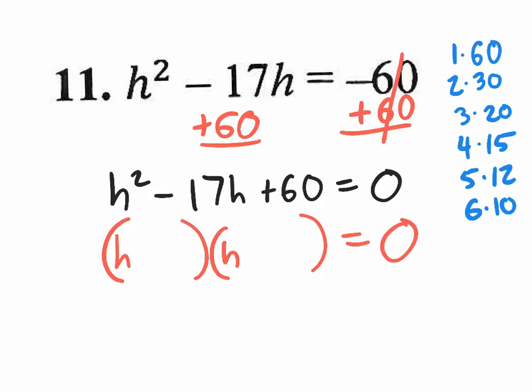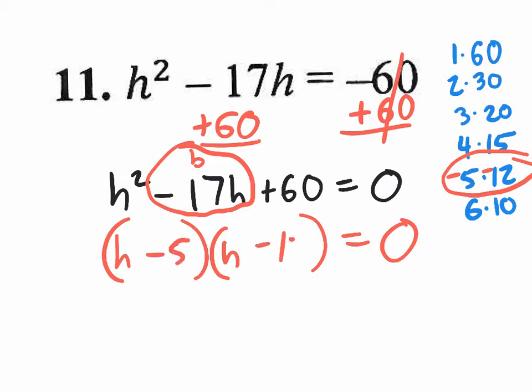5 times 12. Now, 5 times 12 really is 60, but if I combine those, it gives me a positive 17, and I want it to be a negative 17. So a negative 5 and a negative 12 is the correct pair of numbers we want. So put that minus 5 right there and the minus 12 right there. And now that we've factored it, we're simply going to split them and solve.